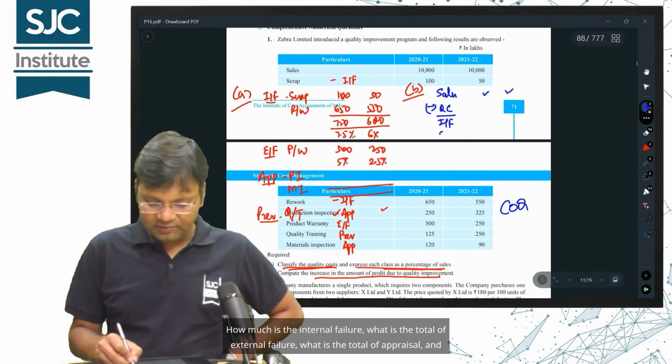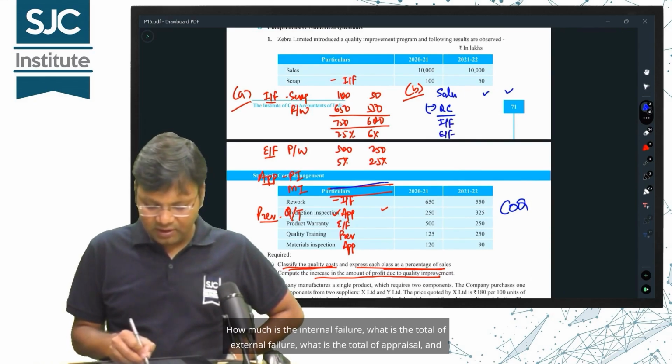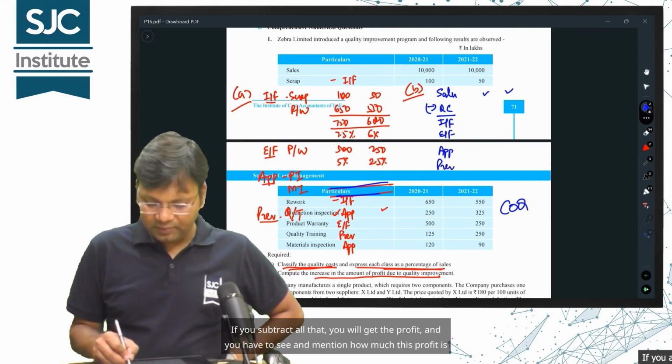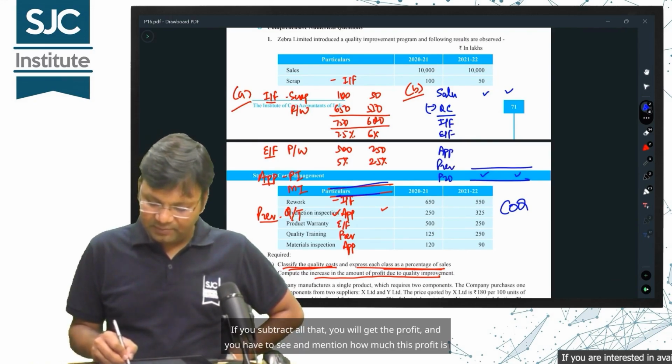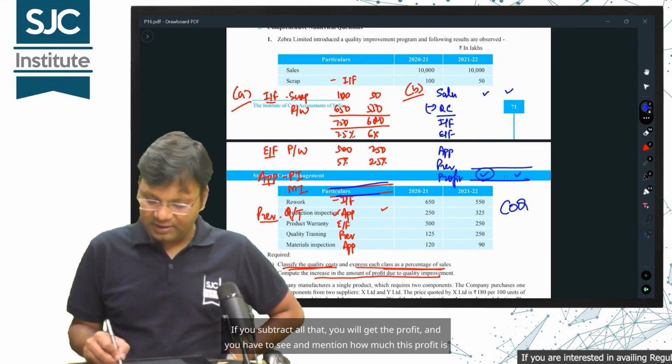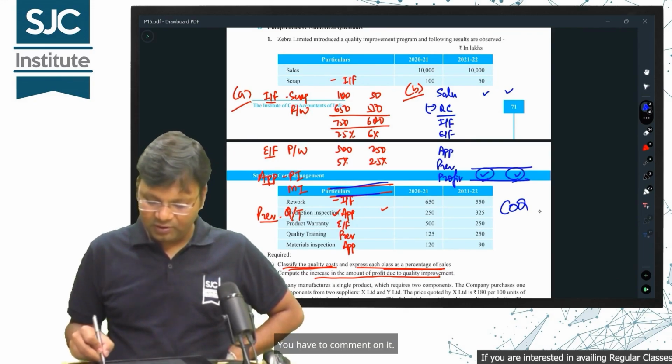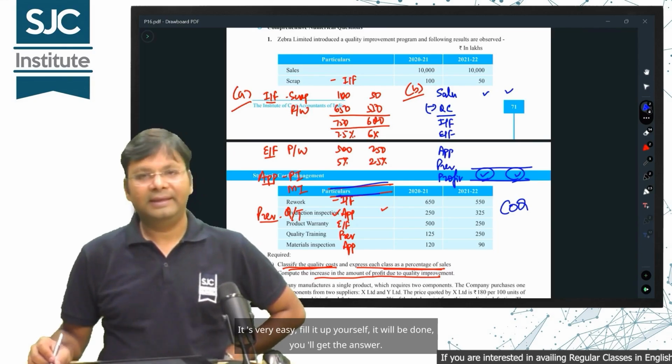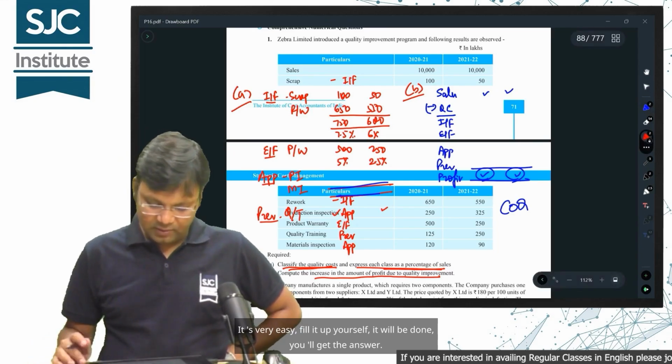How much is the internal failure? What is the total of external failure? What is the total of appraisal? And how much is for prevention? If you subtract all that, you will get the profit, and you have to see and mention how much this profit is increasing. You have to comment on it. It's very easy. Fill it up yourself. It will be done. You'll get the answer.